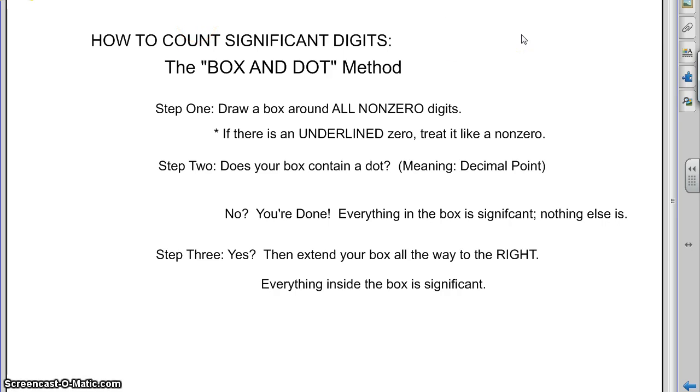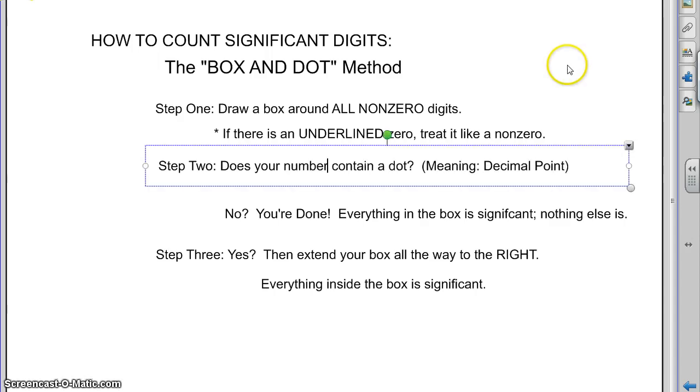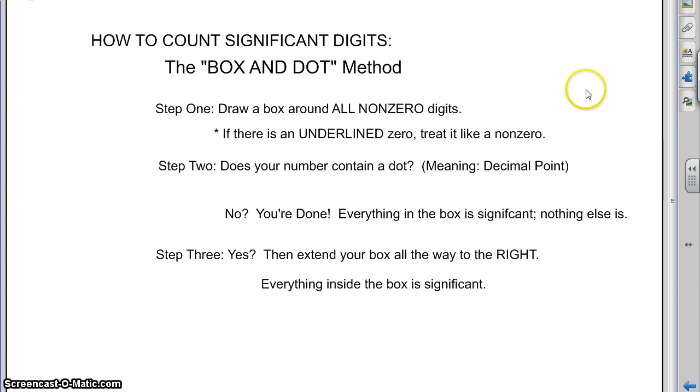Well, I'll read this off. You can copy it down. If you're at home, I'd just pause it and write it all out and then start it up again. But step one, draw a box around all non-zero digits. If there's an underlined zero, treat it like a non-zero. So do draw your box around underlined zeros. Step two, you ask, does your number contain a dot? And by dot, we mean decimal point. If it does not, then you're done. Everything in the box is significant. There's nothing else to do. You just count the numbers in your box.